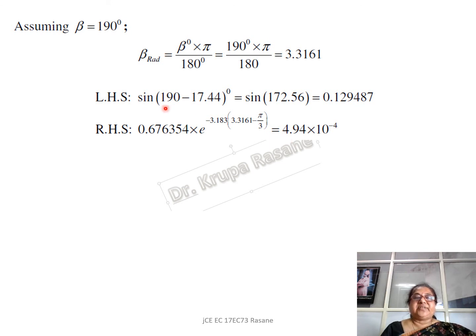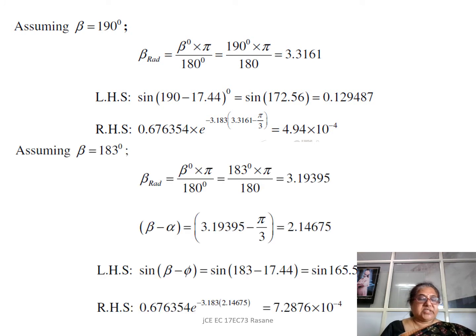Now see, the left hand side I've got so much, the right hand side I've got so much, so obviously they are not matching. Next I will assume a value less than 190, so I'll take around 183. I calculate in a similar fashion, convert it to radian, I get this expression, and calculate beta minus alpha.